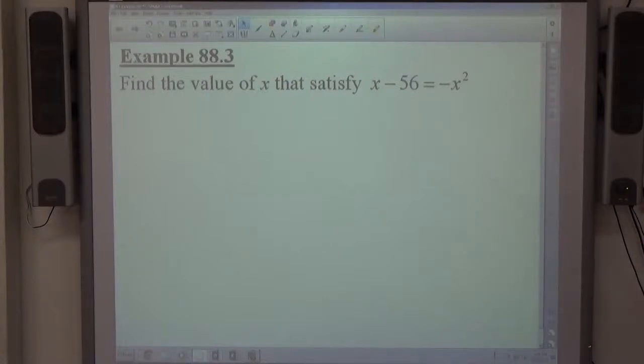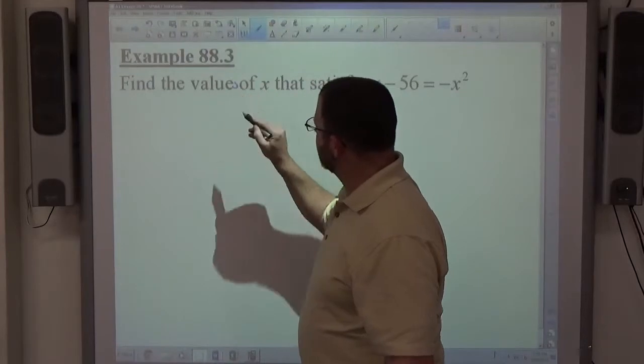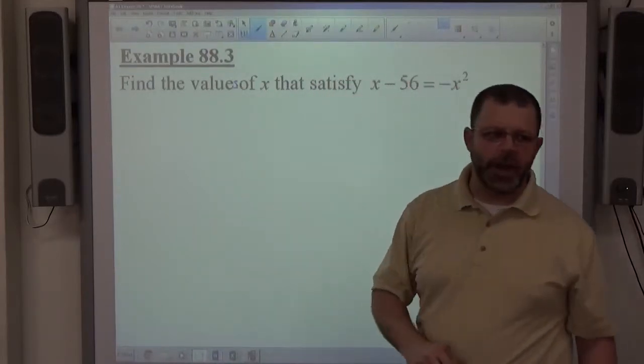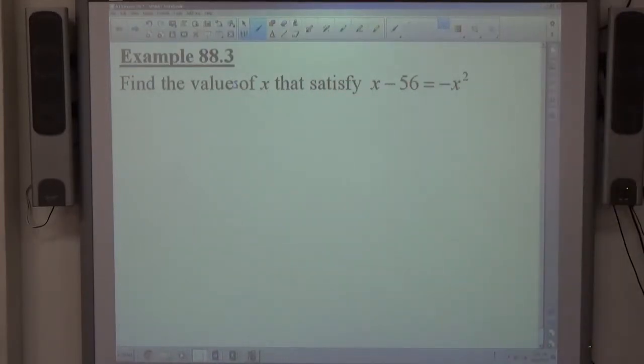Okay, example 3, find the value of x. It should say values of x. Usually you get more than one answer to these, so let's go with values of x. Find the values of x to satisfy x minus 56 equals negative x squared. That's the same as saying solve, find the solutions, find the x-intercepts of. They ask all different kinds of ways.